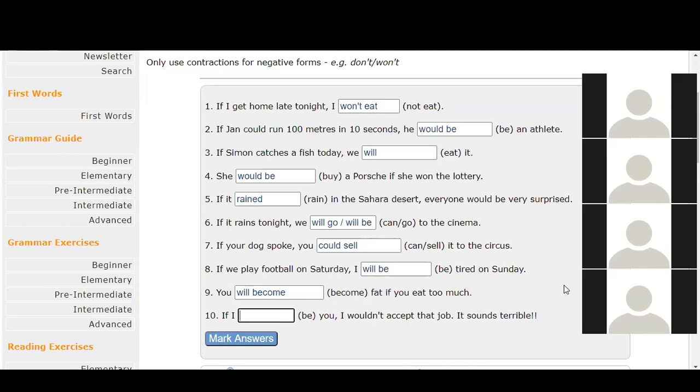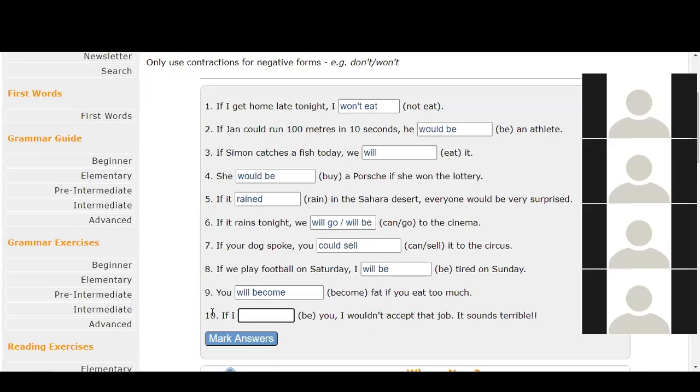Let's try another one. If I was you, I wouldn't answer the job. It sounds terrible. Excellent. I cannot be you, right? It cannot happen. So I'm saying if I was. Now, gentlemen, there is one last thing about the second conditional. Good job, Miroslav. Can I say if I were, Miroslav? Can I say that? If I were you? I can say that. Yeah, I can.